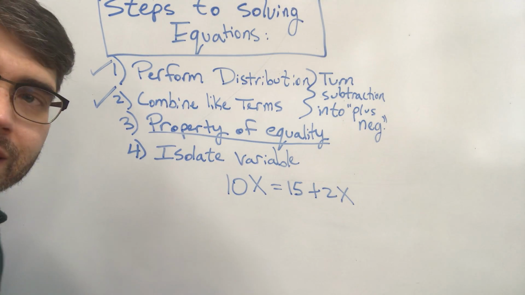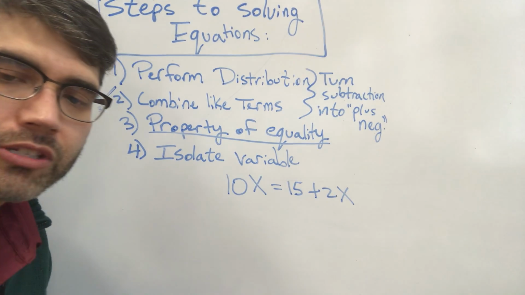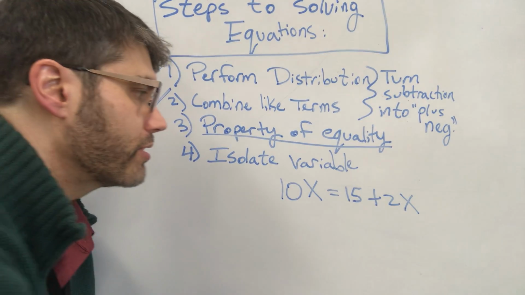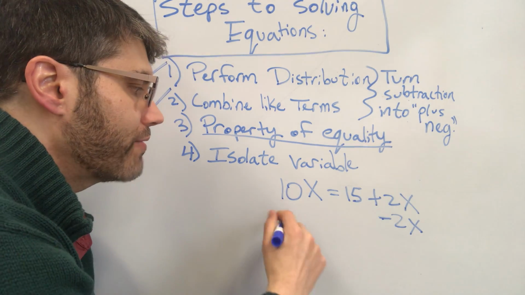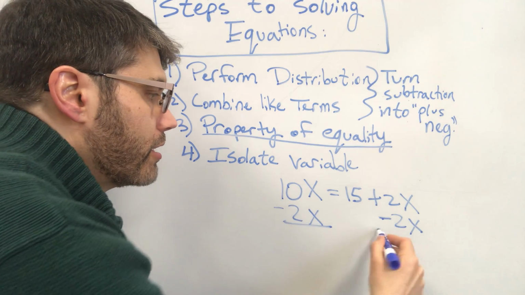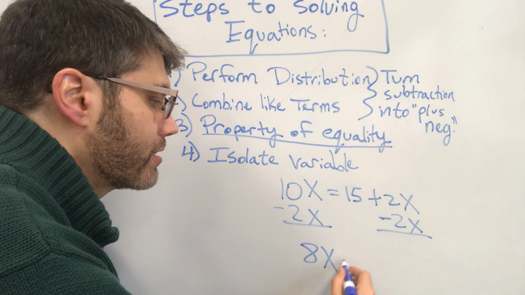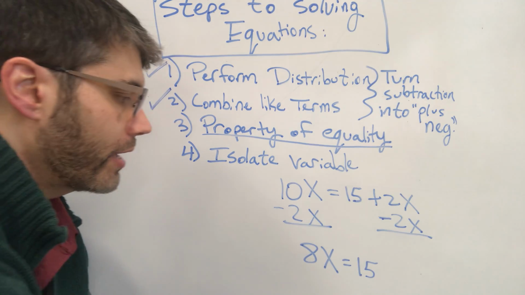Now this is something that I'm externally putting onto this equation. So since I'm subtracting 2x from this side, to get rid of this 2x, I have to do it to this side as well. So I'm left with 8x equals 15. Okay?